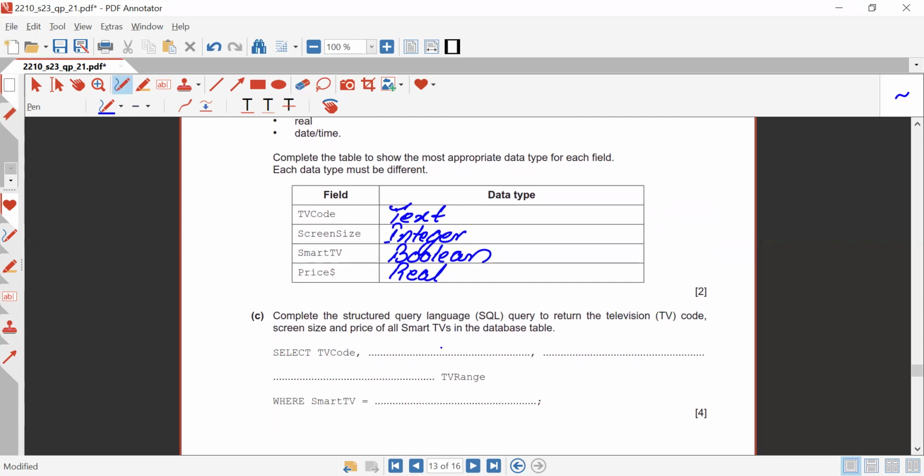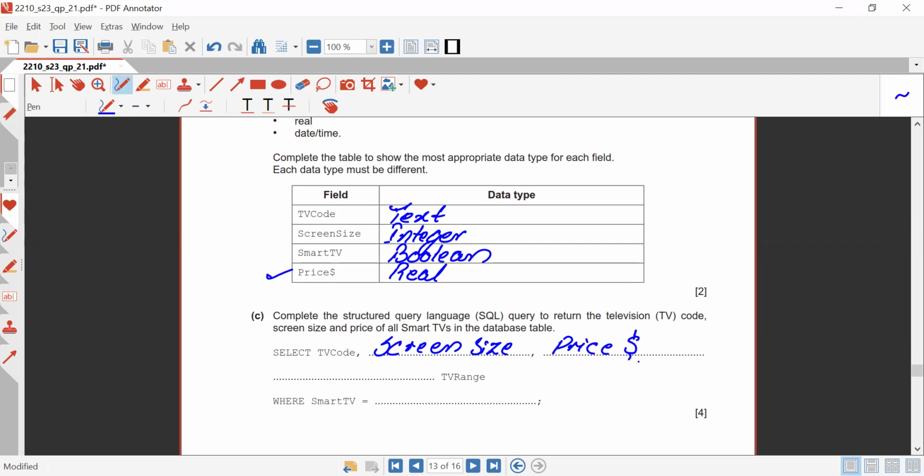Now in 10C, they are asking you to complete the structured query language SQL query to return the television code. Okay, that means we need to display the television code, the screen size, and the price of all smart TVs in the database table. So the TV code should be returned. Screen size is the other one. And the price of all smart TVs. That means price, which is represented over here as price dollar.